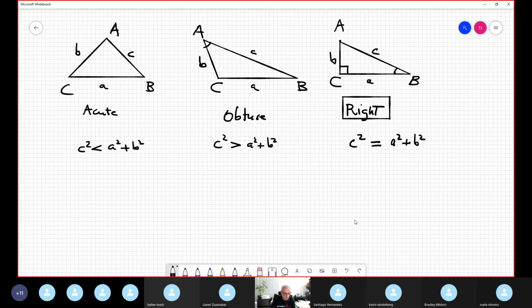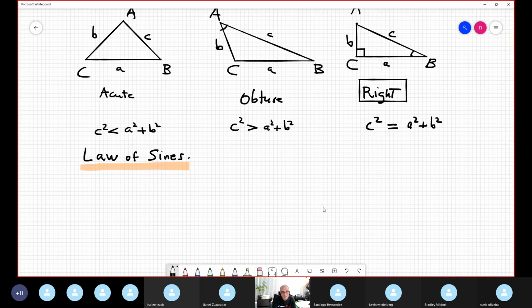Okay, so now we study one fantastic equation, which is the law of sine. This law of sine is valid for any triangle: acute, obtuse, or right. But fundamentally we use it in acute and obtuse, because in right it is easy. In right, not necessarily the law of sine. You can, but not necessarily.